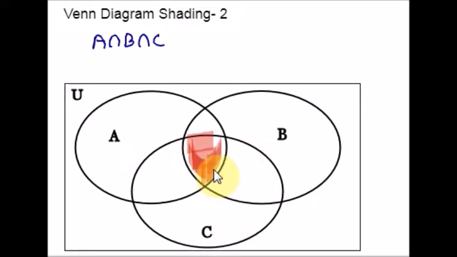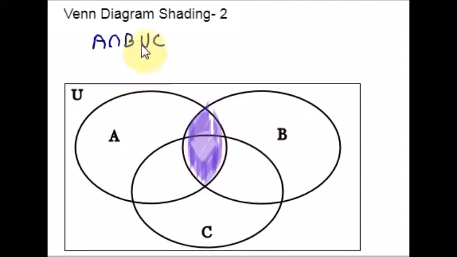Okay, I'm just going to make a slight change and take another example. What will you do if you have the question A intersection B union C? As I said earlier, you have to start from the left side, A intersection B. This is your A intersection B region, the region where the circles A and B overlap.